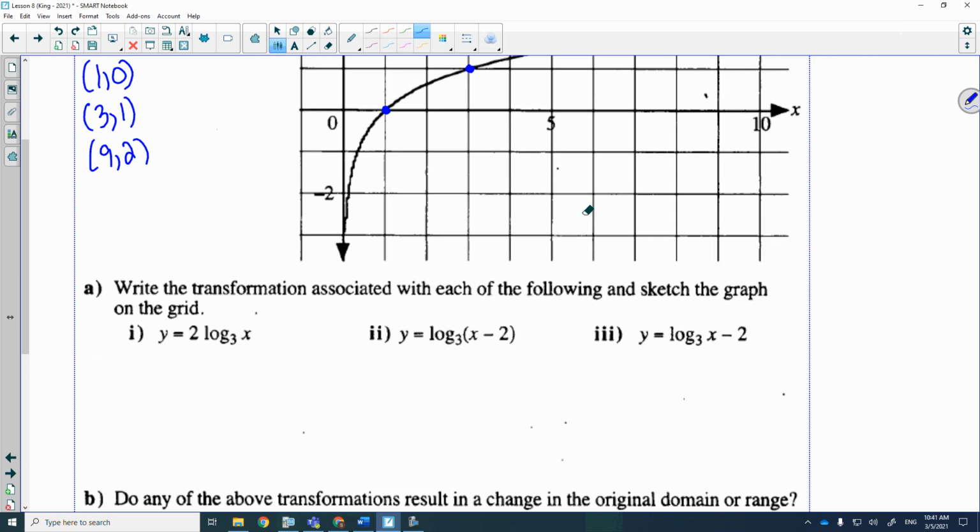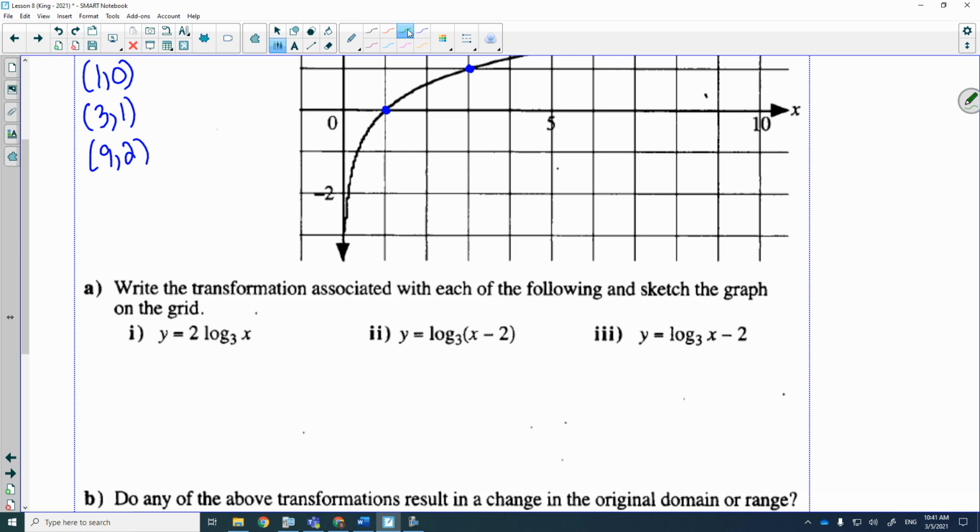Okay, so now what we're going to do is the transformations associated, and we're going to graph each of these. The only work that we're going to really do is going to be for this one, and then you'll see these two, we're just going to move dots around. What parameter do you think this would be? The function is log base 3 of x.